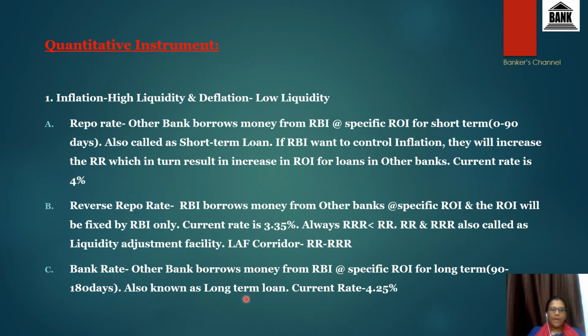Next, we will have a look at bank rate. These are all instruments of quantitative monetary policy tools. Bank rate is nothing but other banks borrowing money from RBI at a specific rate of interest for a long period, which ranges from 90 to 180 days. For repo rate, the RBI gives loans to other banks for a short span of time, which is 0 to 90 days, and for bank rate, the RBI gives money for a long term, 90 to 180 days. It is also known as a long term loan, and the current rate is 4.25%.